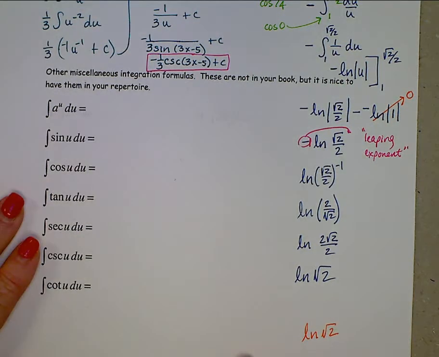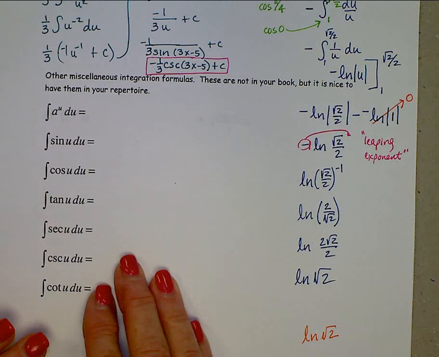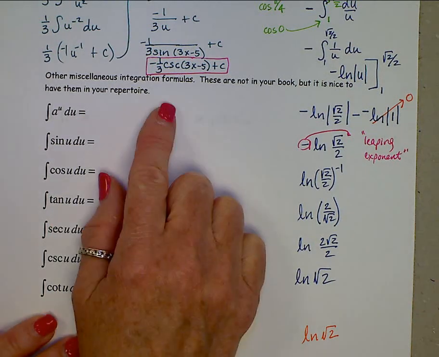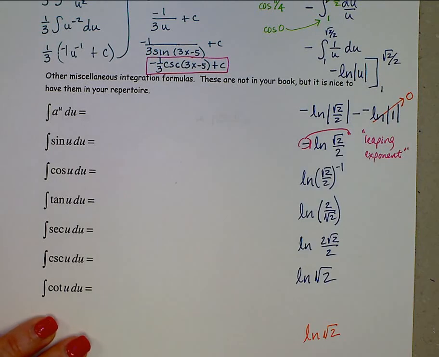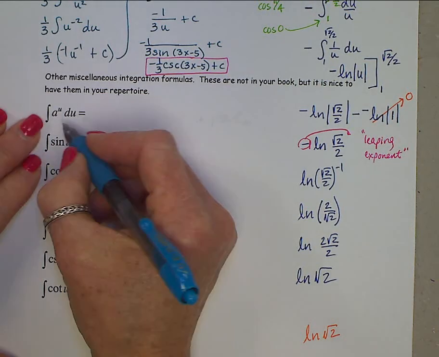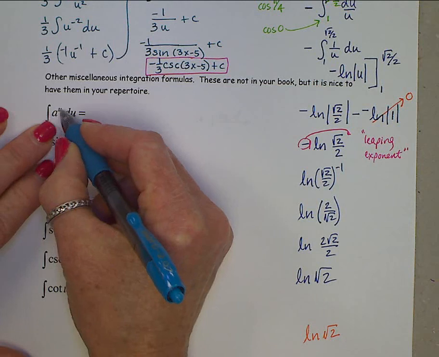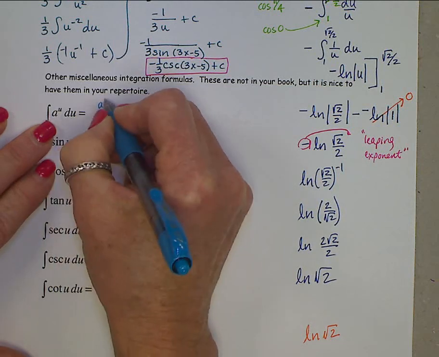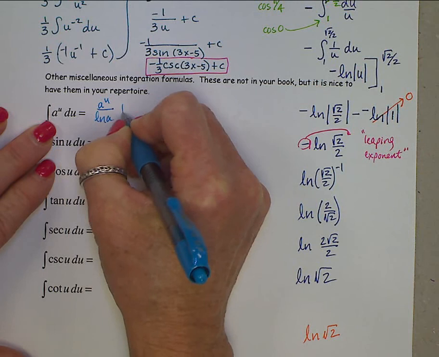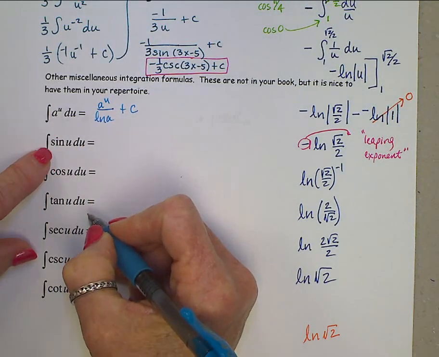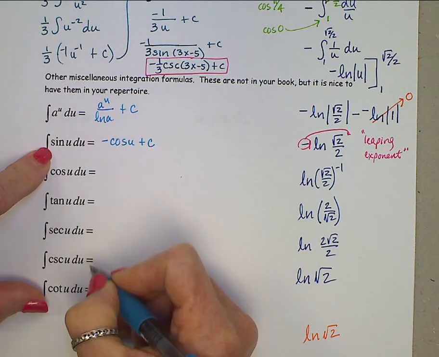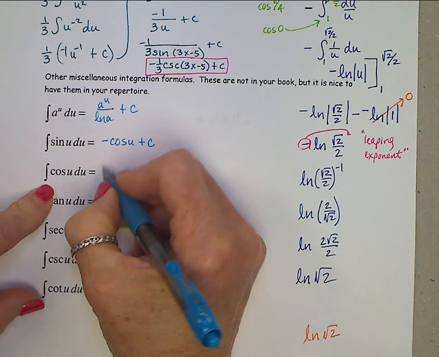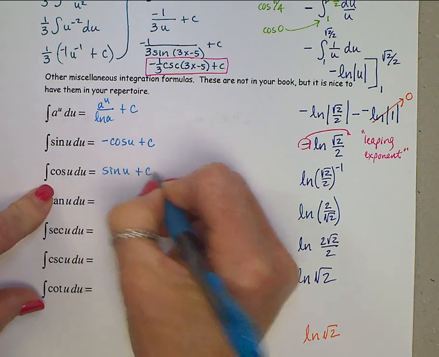All right, now coming back over here, there are some other miscellaneous integration formulas. These are not in our current textbook, but it is nice to have them in your repertoire, in your bag of tricks, if you will, when you integrate. The antiderivative of a to the u du is a to the u over ln a plus c. Antiderivative of sine u, you know that one, that's negative cosine u plus c. And you know this one, that's sine u plus c.